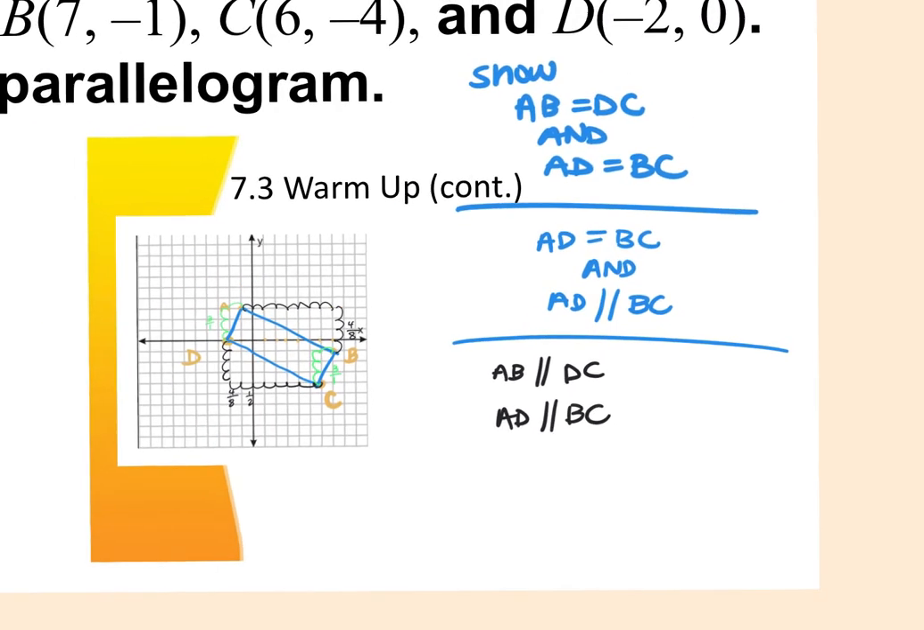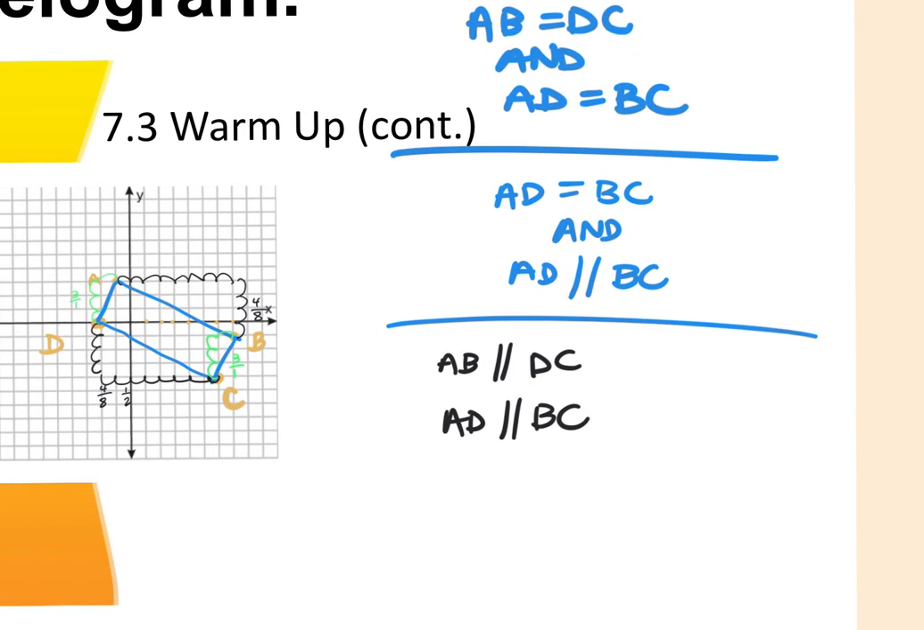And you'd have to show the slopes. You can't just say they look parallel. You can't just say they look the same length. You'd have to prove it by showing the work.